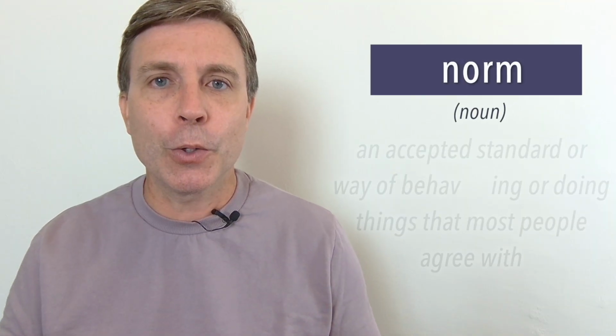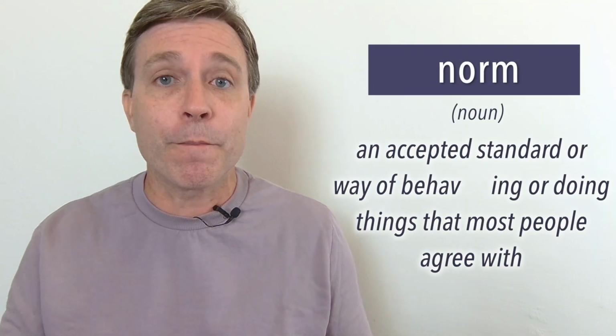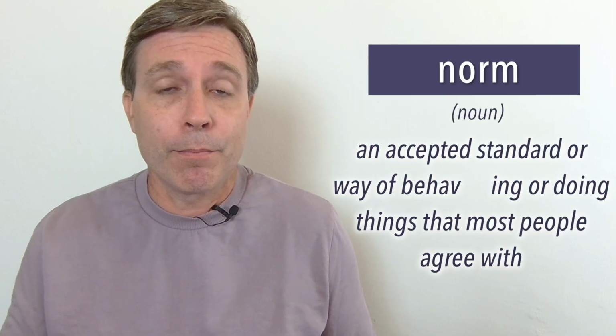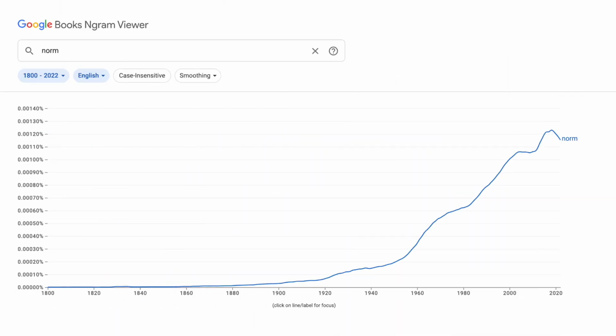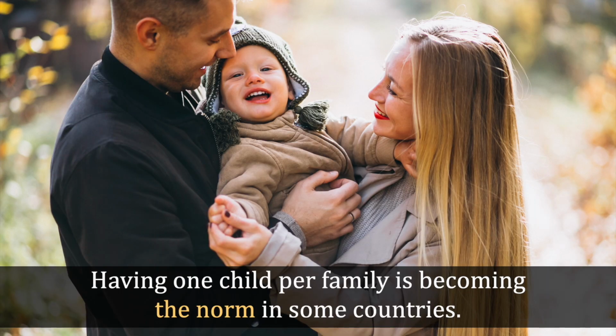The next word, norm. This refers to an accepted standard or way of behaving or doing things that most people agree with. And as you can see, this word has become more commonly used over time, maybe when talking about social norms or political norms. Having one child per family is becoming the norm in some countries.